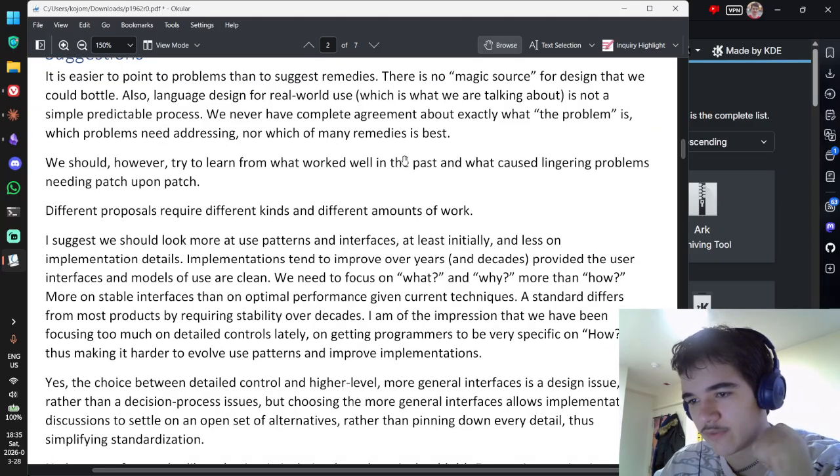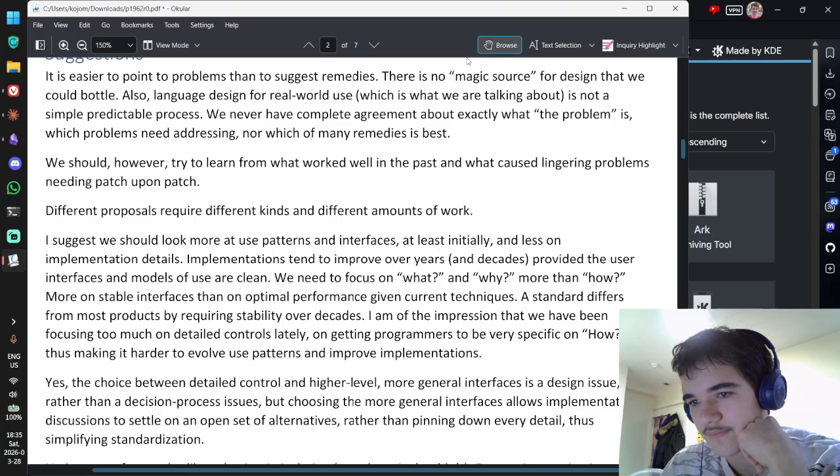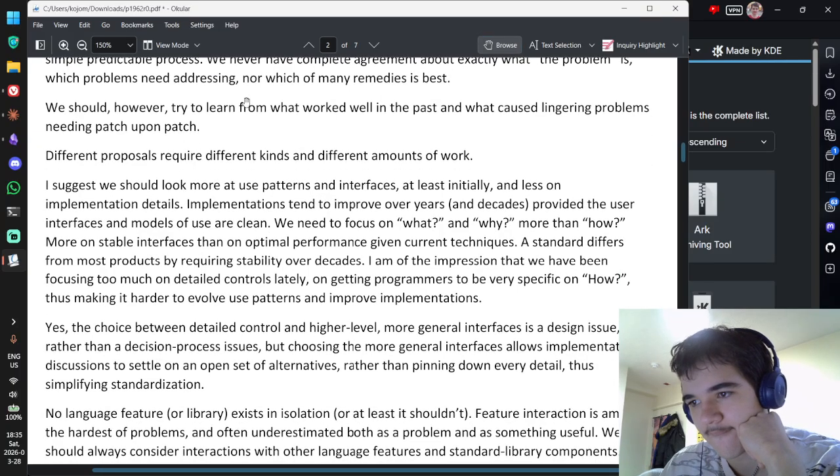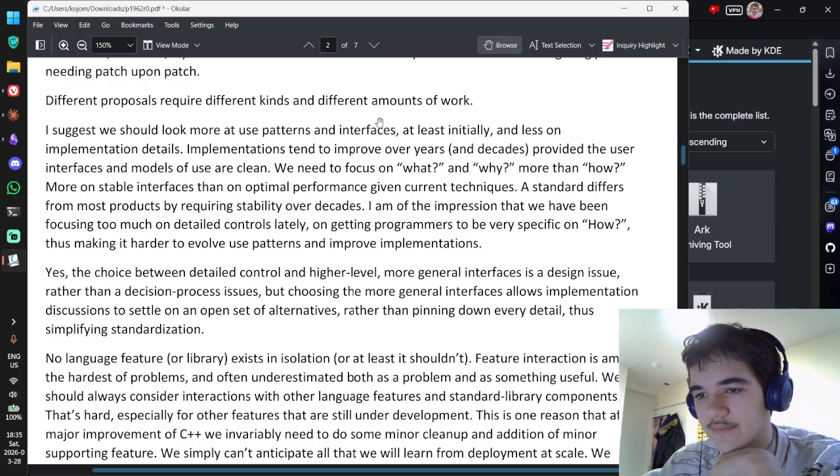We should, however, try to learn from what worked well in the past and what caused lingering problems needing patch upon patch. Different proposals require different kinds and different amounts of work. I suggest we should look more at use patterns and interfaces, at least initially, and less on implementation details. Yeah.